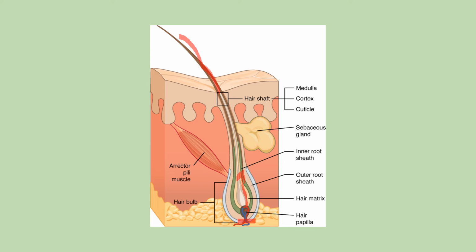Notice on here, I just want to make mention of the erector pili muscle. This muscle is attached to the hair, and when this muscle contracts, it will pull this hair up this way. So basically now the hair is going to, if I can draw, be straight up and down. So when you have goosebumps, this is what's happening. That muscle contracts and it pulls the hair up.